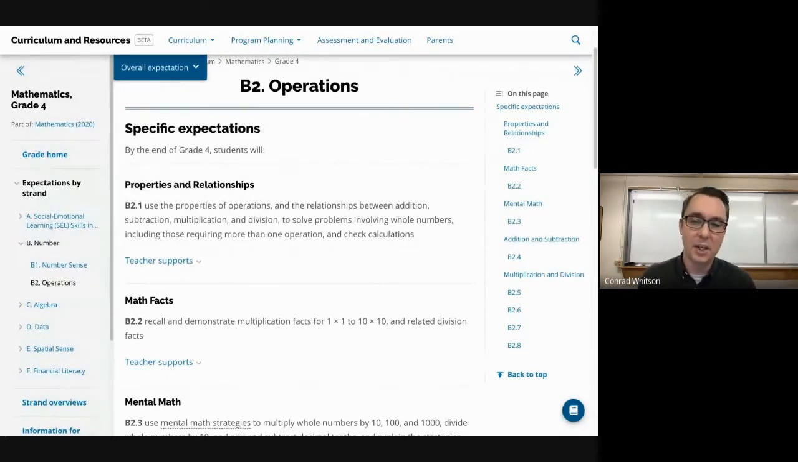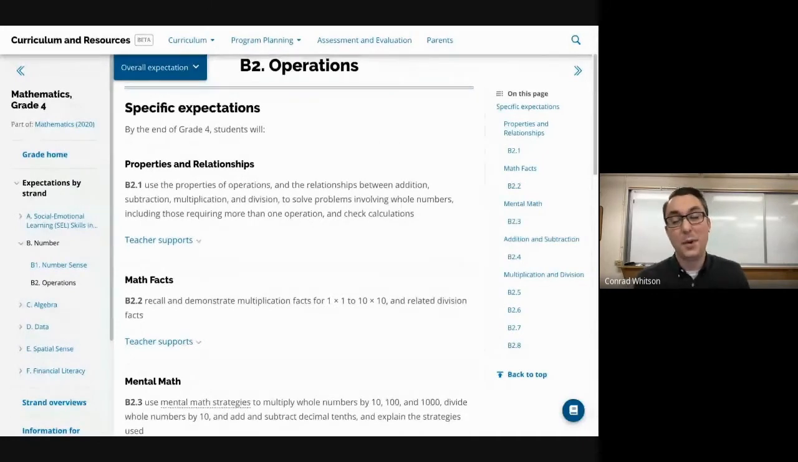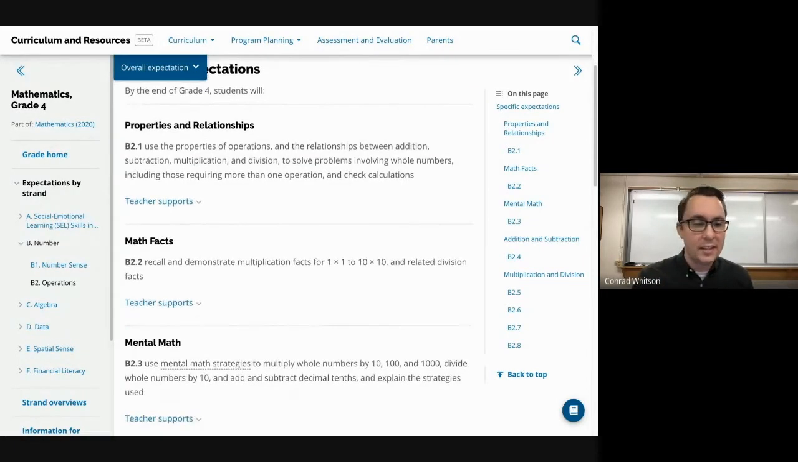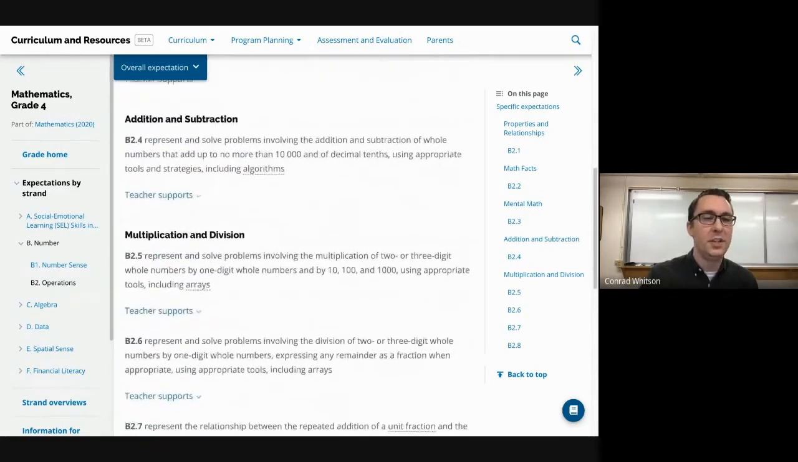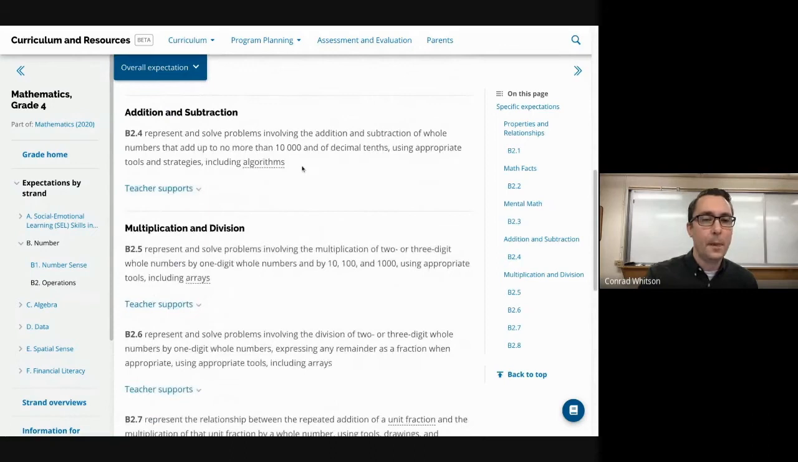If you haven't had a chance to explore the new site yet in depth, it's pretty vast and it's not the kind of thing that you can really just read through. A good place to start, and a good place to check back in with every topic, is the teacher supports under these specific expectations. So if I scroll down to addition and subtraction, here is the grade 4 specific that we're dealing with.